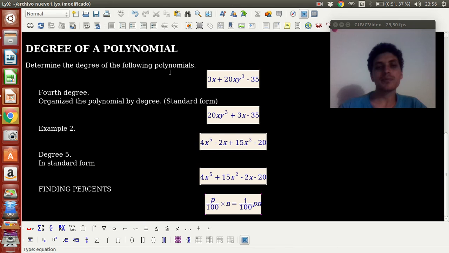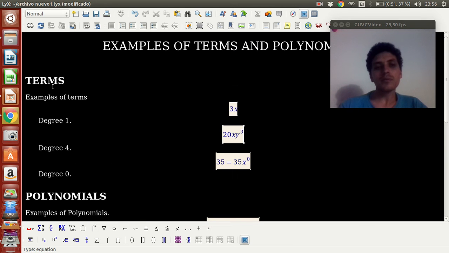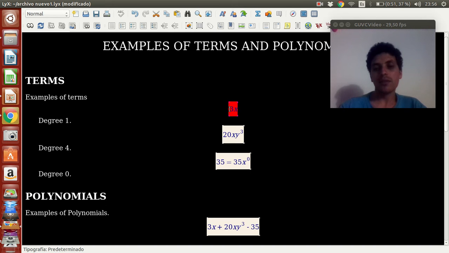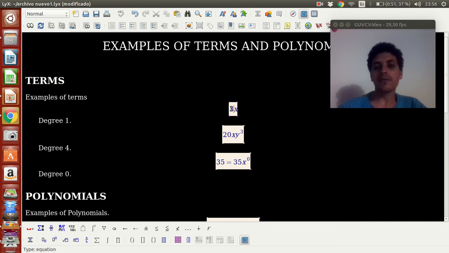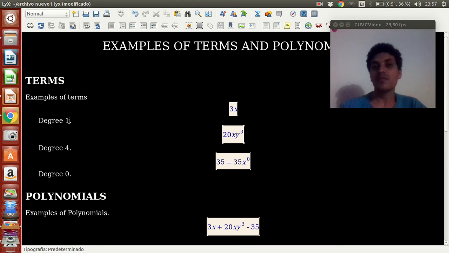For example, we have the term 3x. So we have a number 3 and a variable x multiplied. So this is a term. And what is the degree? x is to the first power, so the degree is 1. First degree. Let me show you the other example.